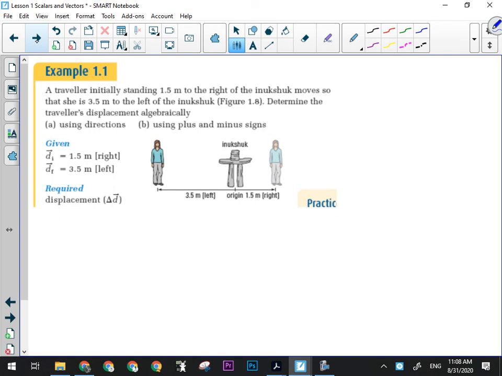So let's look at this example here. Let's say I've got this traveler who's standing 1.5 meters to the right of an Inukshuk. They move so that they are 3.5 meters to the left. So this is their initial position, and this is their final position. What's their displacement?